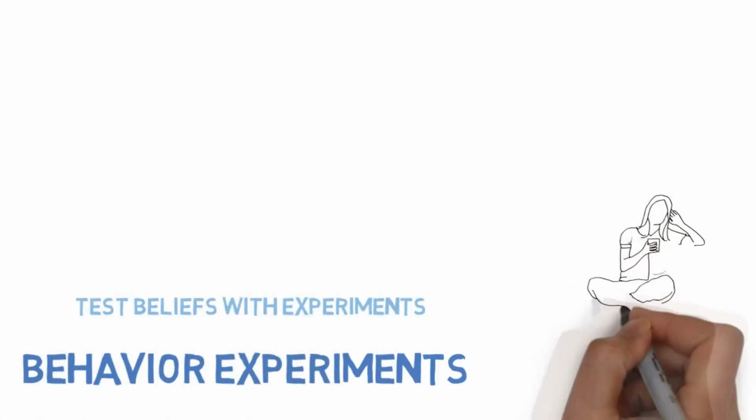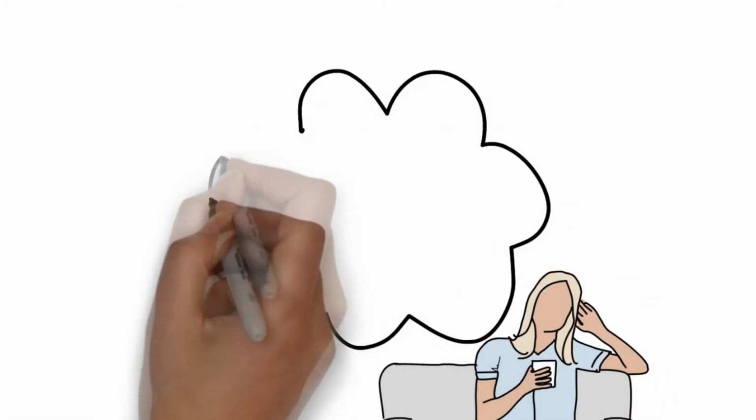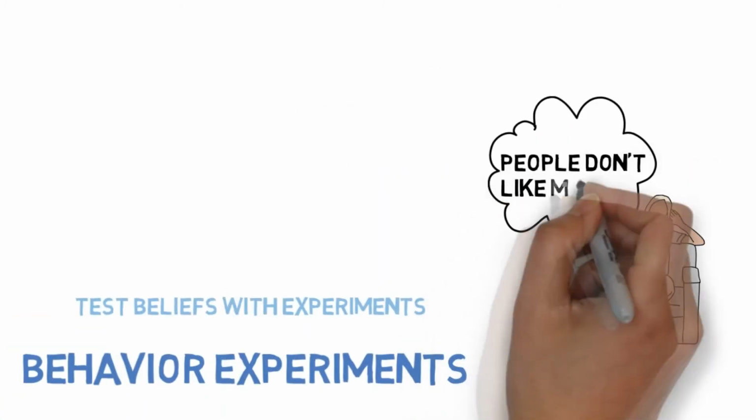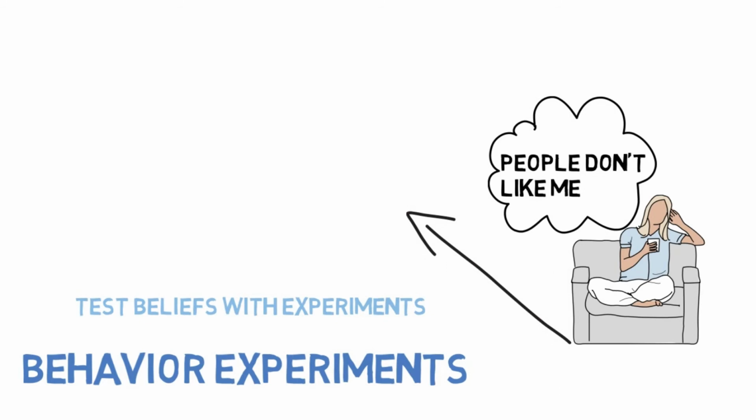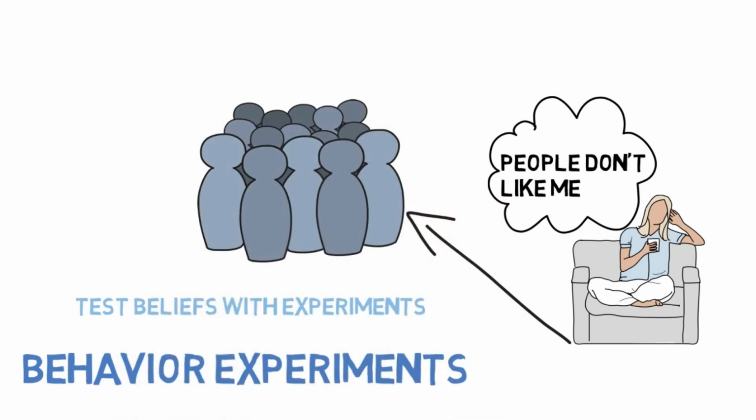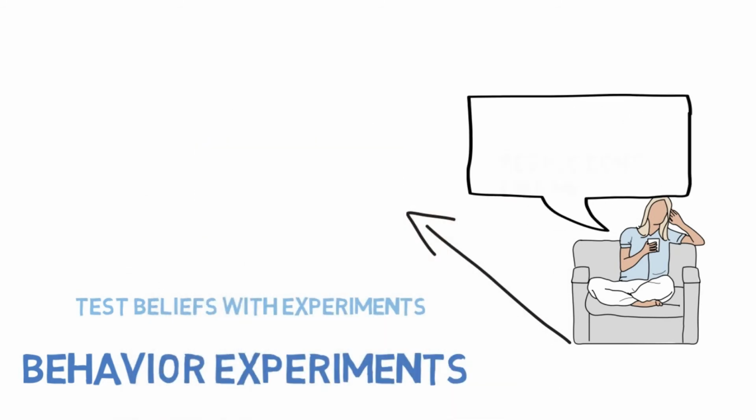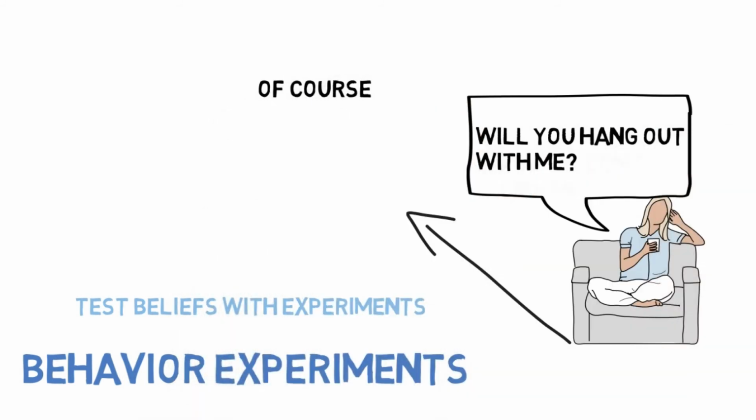Behavior experiments are a way of thought challenging. As an example, someone who suffers from social anxiety may not try to ask people to hang out for fear of rejection. As an experiment, the therapist may ask the client if they would mind asking their friends to hang out. Some extreme cases have asked people to ask out as many strangers as they can.